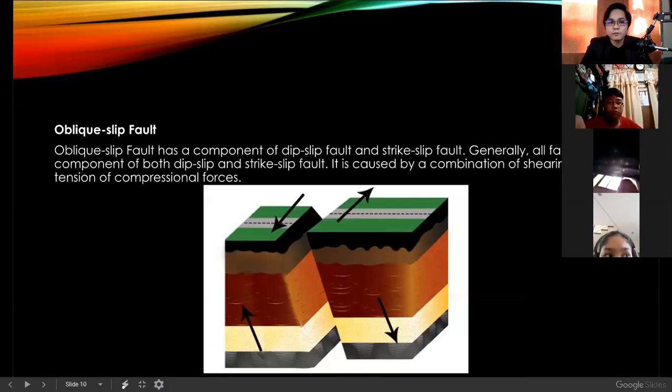So let's move forward first to oblique slip fault. Oblique slip fault has a component of dip slip and strike slip fault. So I mean to say this is a combination of two. The movement there is parallel and horizontal. At the same time, there is a dropping and submerging of some plates or some rocks. Generally, all faults have components of both dip slip and strike slip fault. It is caused by a combination of shearing and tension or compressional forces.